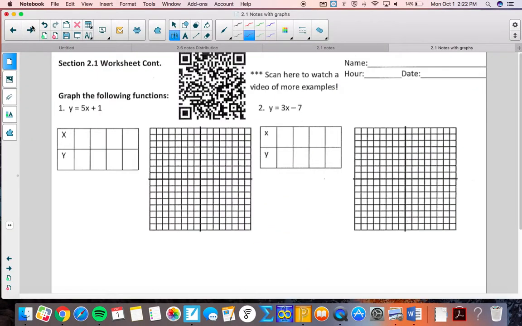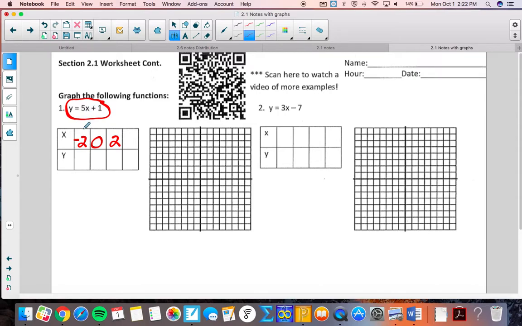Oopsie daisy. Let's try graphing some lines. Each equation has a table that could go along with it that we're going to make, and then we could make a picture of that equation or the table by plotting those points on the graph. I'd encourage you to try some negative numbers and a 0 and a positive number.